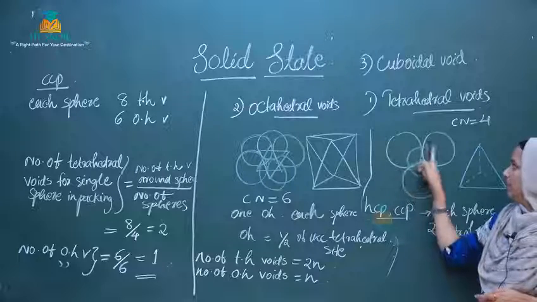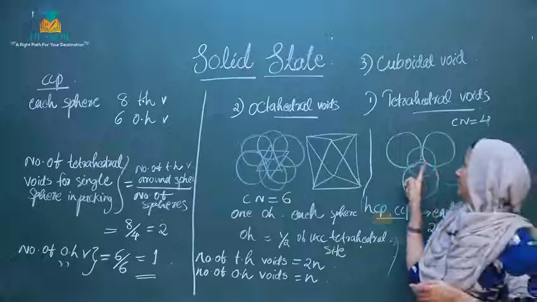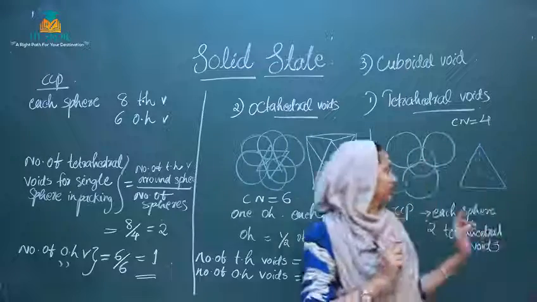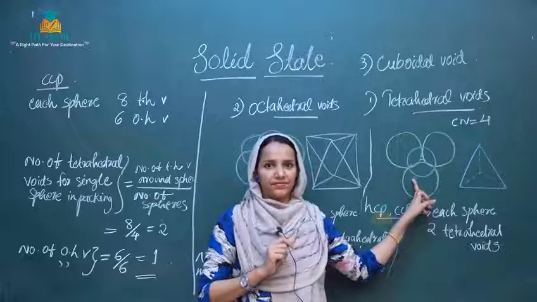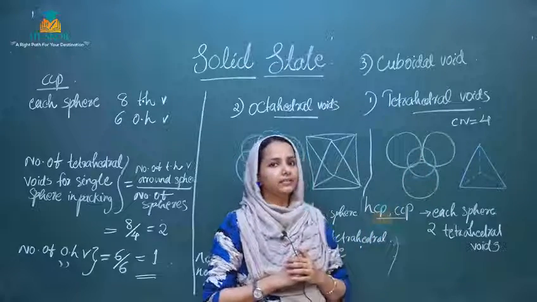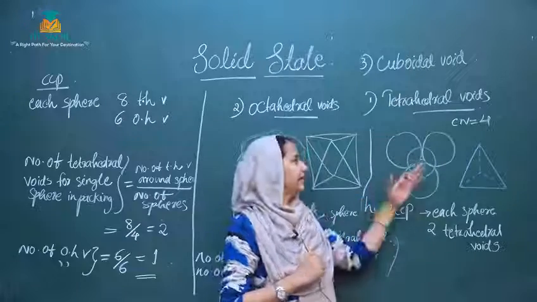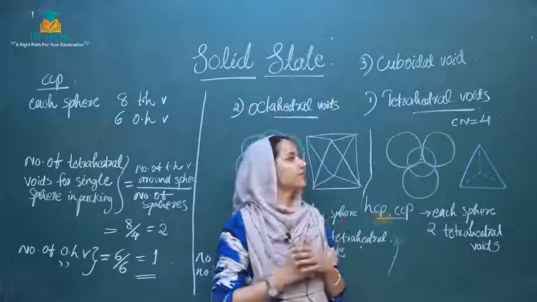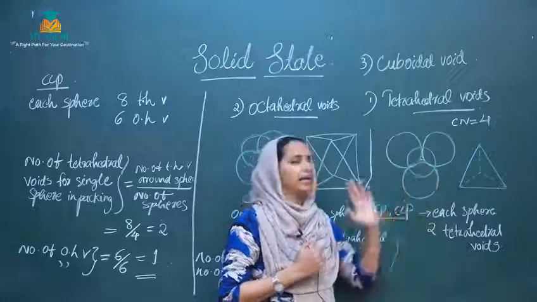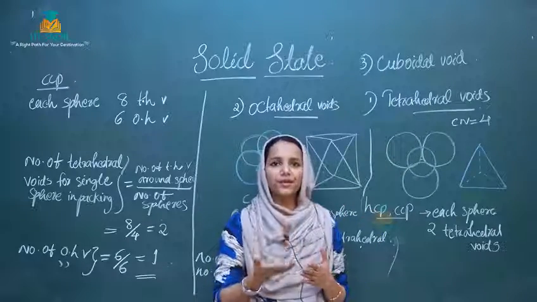Above the three spheres of the first layer, one single sphere is covered. Then if one sphere comes in the second layer covering this void of the first layer, that type of void we call a tetrahedral void. Why is it called so?